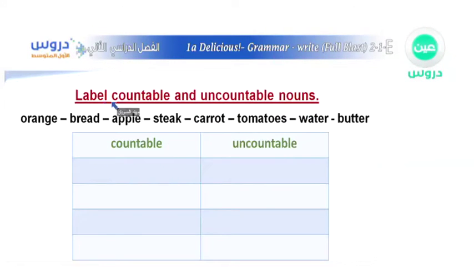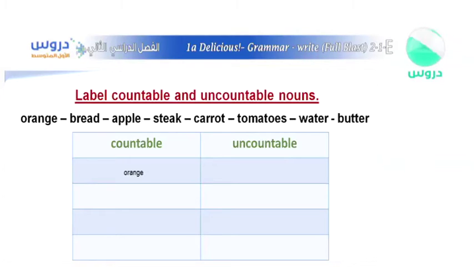Alright. Let's see here. Let's label countable and uncountable nouns. Remember, once again, countable, it means I can say 1, 2, 3, 4. And uncountable, I cannot say 1, 2, 3, 4. No, I have to add a word before it. So let's go to the countable now. Orange. Where shall we put orange? Is it countable or uncountable? What do you think? Well, that's right. It is countable. So we're going to write it down.